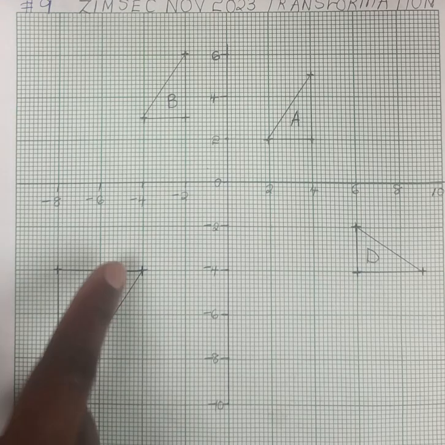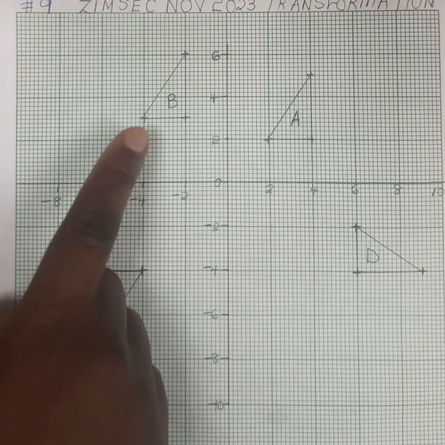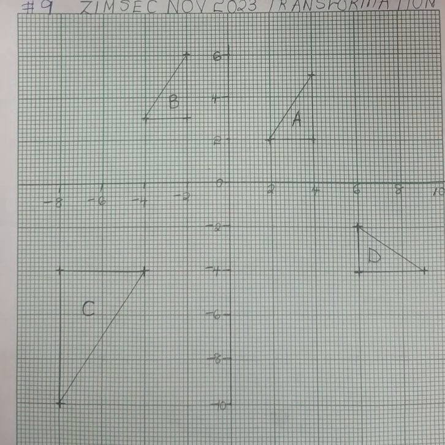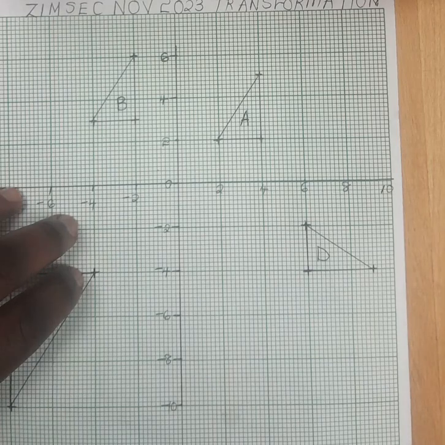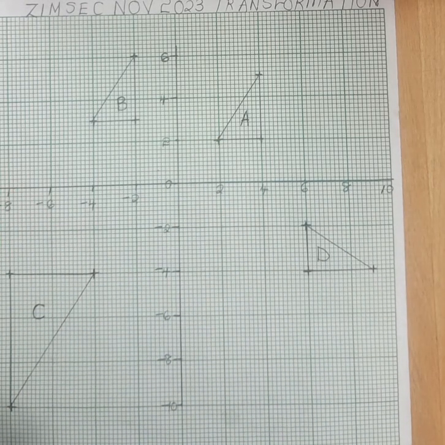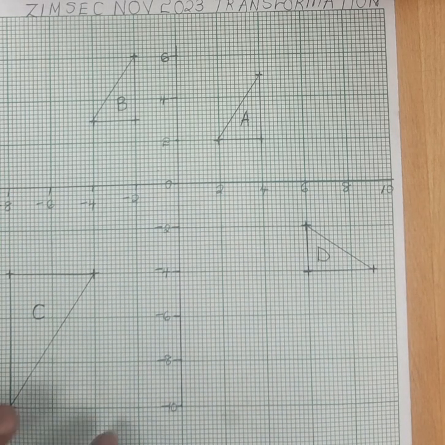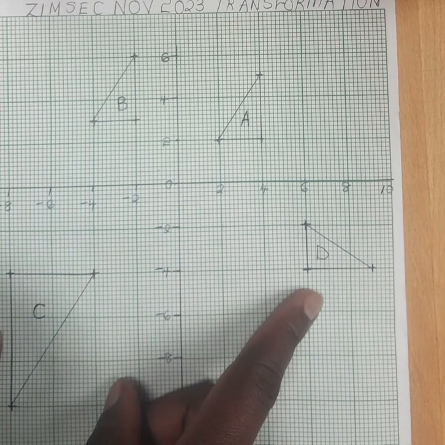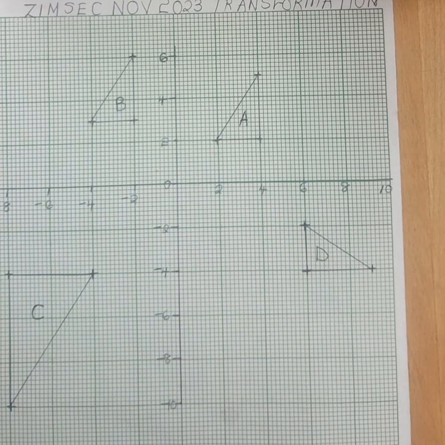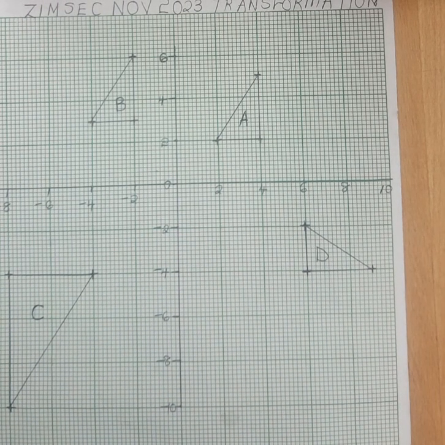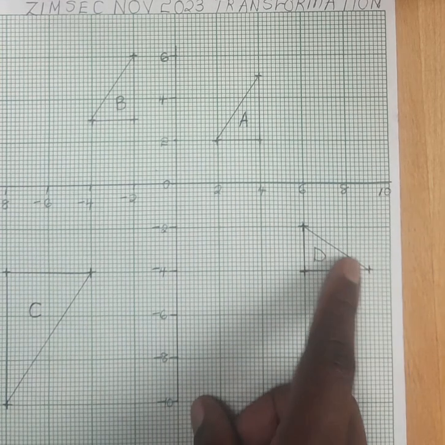So this is an example of translation. Can you see B and A, they are congruent and facing the same direction. And then A to D, it is rotation. Can you see that they are congruent, but they are not facing the exact opposite direction or facing the same direction? So we are going to say there's rotation.